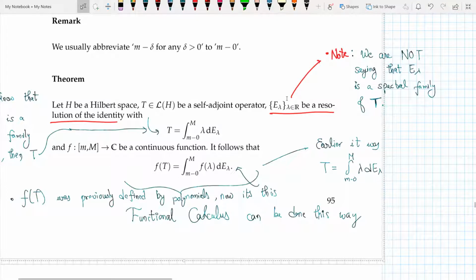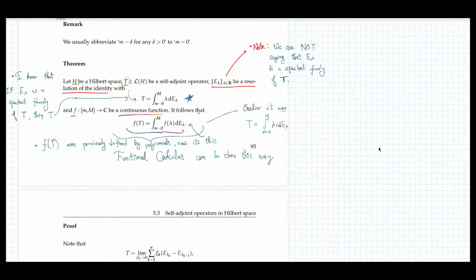So the next thing that we study is: let H be a Hilbert space, T be a self-adjoint operator, and E lambda a resolution of identity. So I have a Hilbert space, I have T as a self-adjoint operator on my Hilbert space, and I have E lambda, which is a resolution of the identity with this formula.